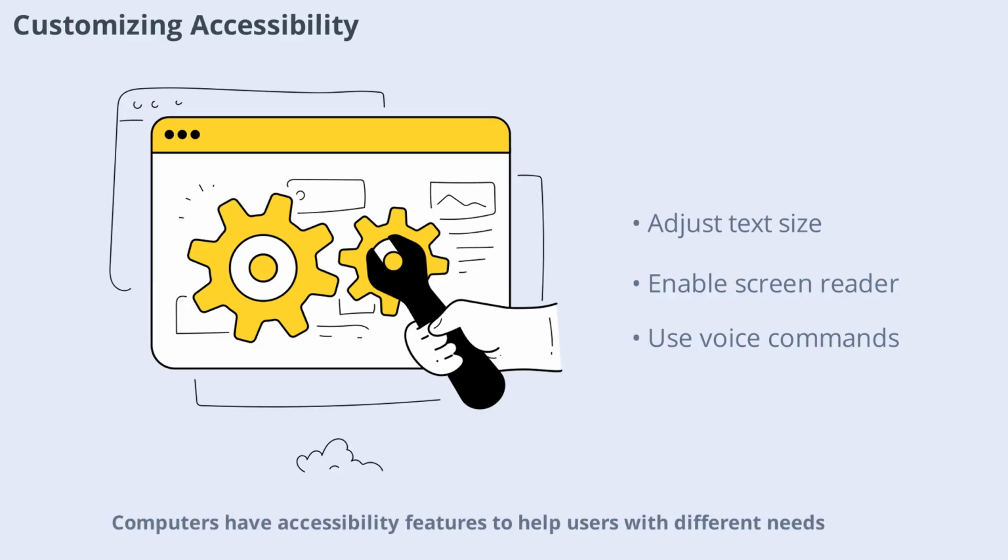Computers have accessibility features to help users with different needs. You can adjust text size, enable screen readers, or use voice commands. Explore the accessibility settings to find options that make your computer easier and more comfortable to use.